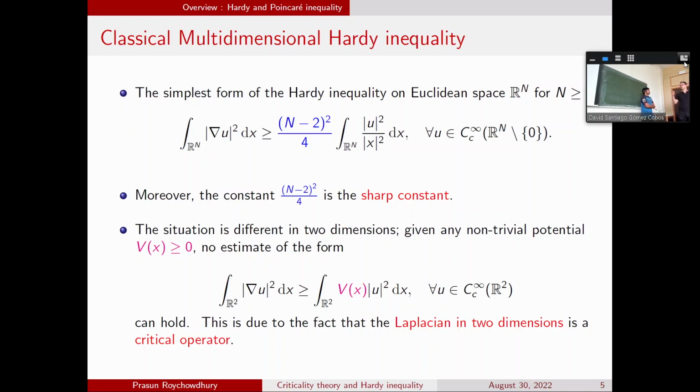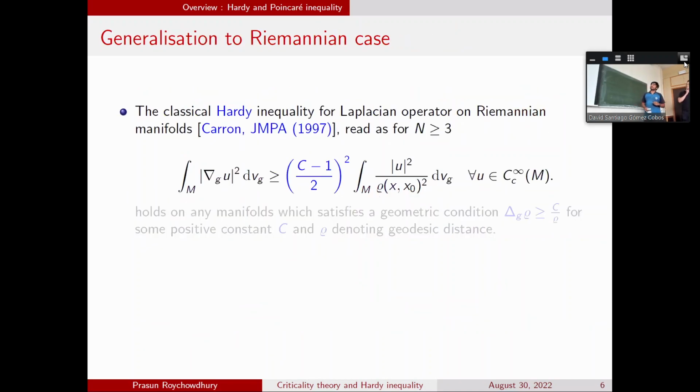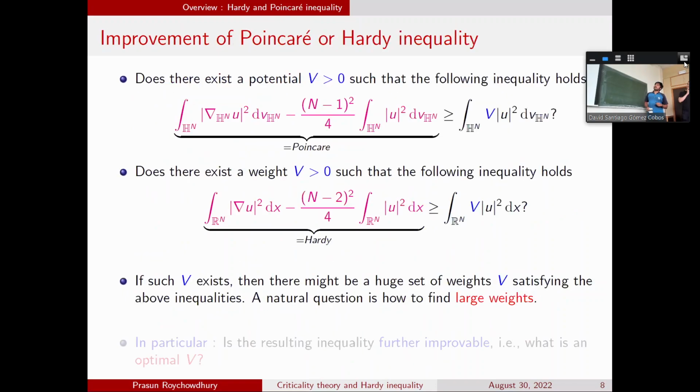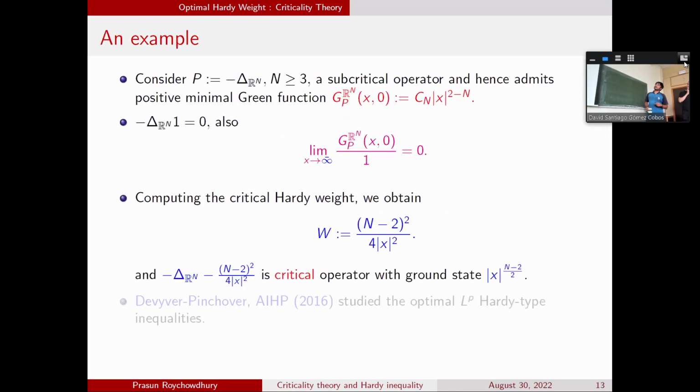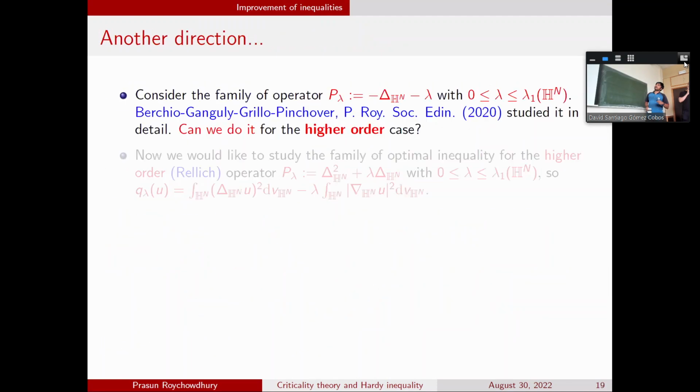I have one. Do you consider different operators? I mean, not like a Laplacian, but different. Yes. For the Laplacian, yes, criticality theory validates. And for more general operators, I just mentioned it quickly in the reference part.